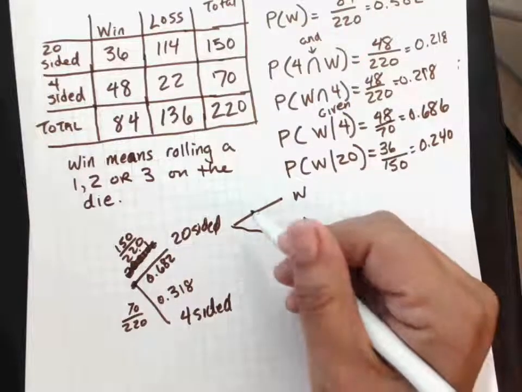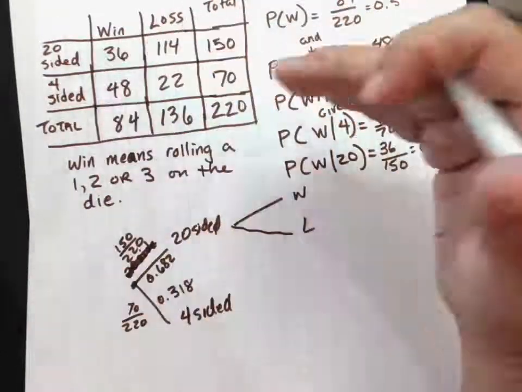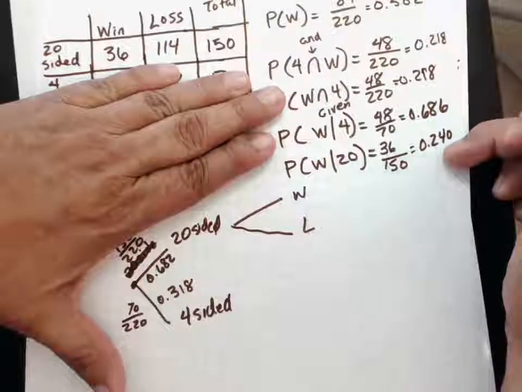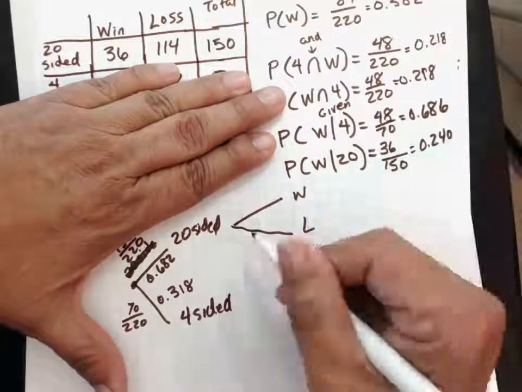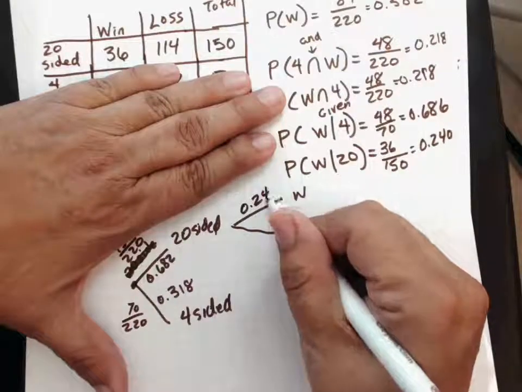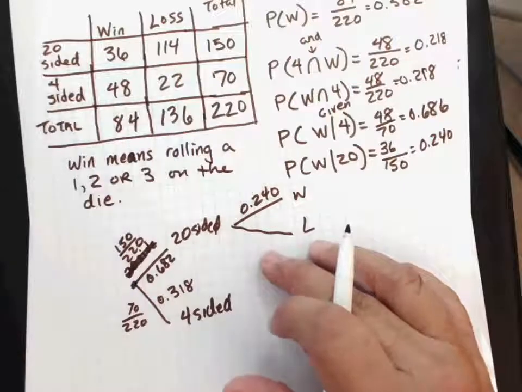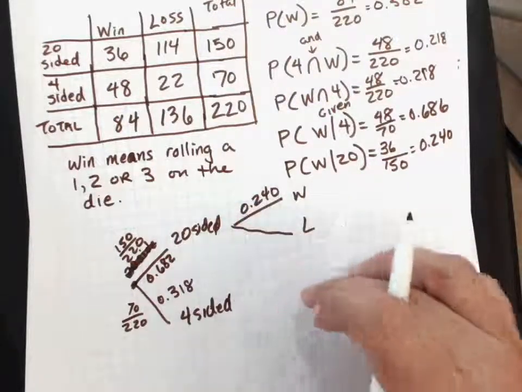So what's the probability I'm going to win? Well, for a 20-sided die, if I know I'm doing a 20-sided die, I have it right here. It's 36 out of 150, 0.240. Right? That means that this one better add up to 1, because it's the only other branch. If I had 2 other branches, I would still need some more information.